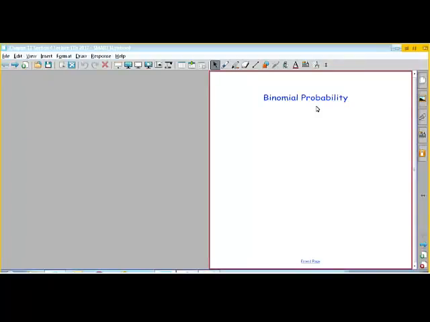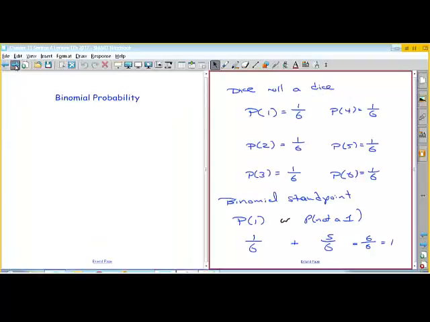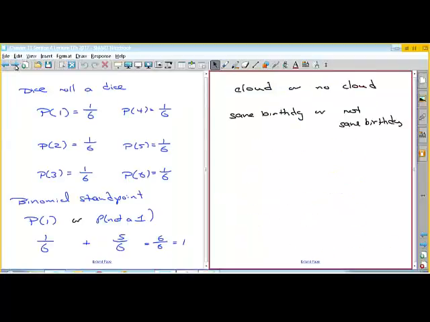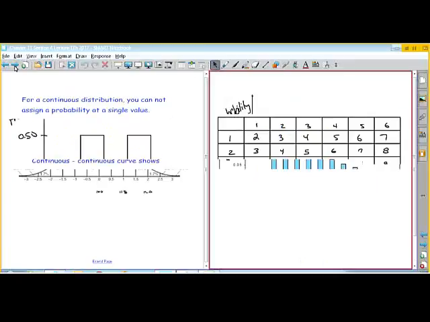So we'll finish up section 4 here. We're talking about binomial probability, which is where you have basically the probability of something happening and the probability of something not happening. So let's look at a few more examples.